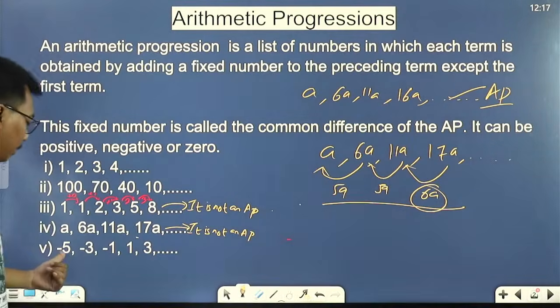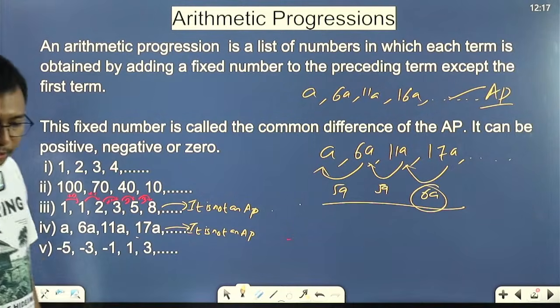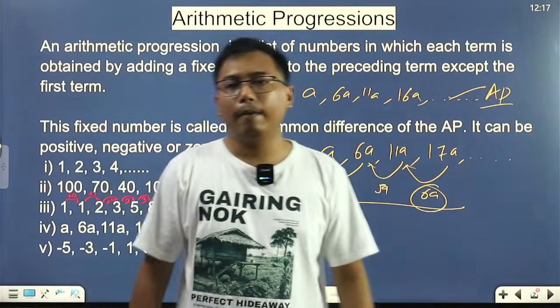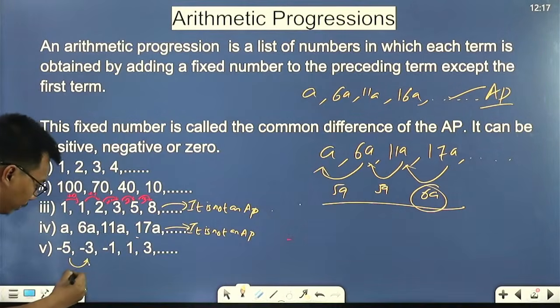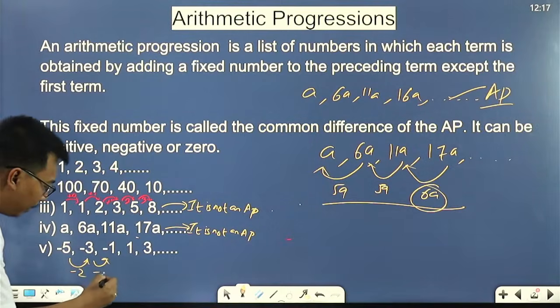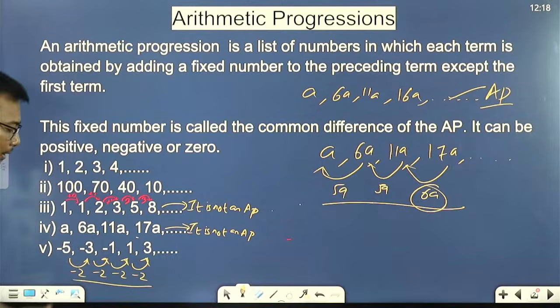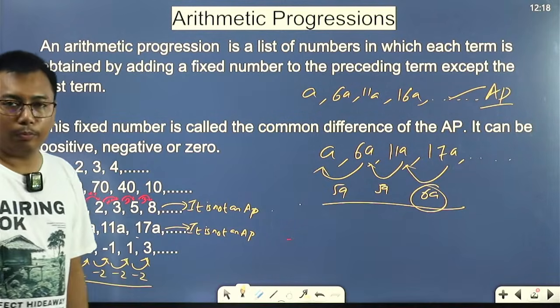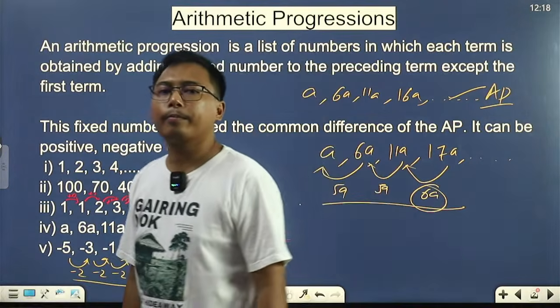Okay, now check the last one. Is this an AP? Yes, it's an AP. Check. The numbers are decreasing by 2 here. So what's the common difference here? -2, which means this is an AP.